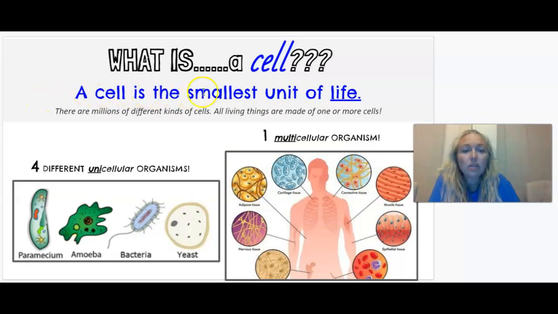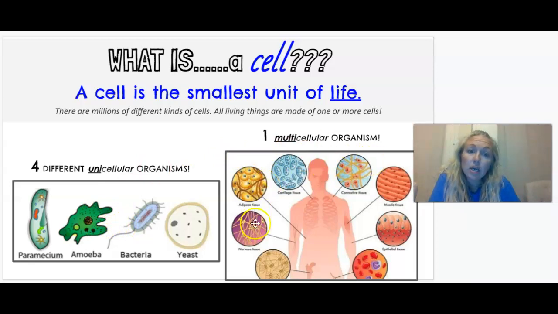What is a cell? It's the smallest unit of life. An organism can be considered alive as long as it's made of one cell. If it's made of one cell, it's called a unicellular organism. There's a large variety, lots of different kinds of unicellular organisms. Some of them are larger than others. Some of them are more complicated than others.